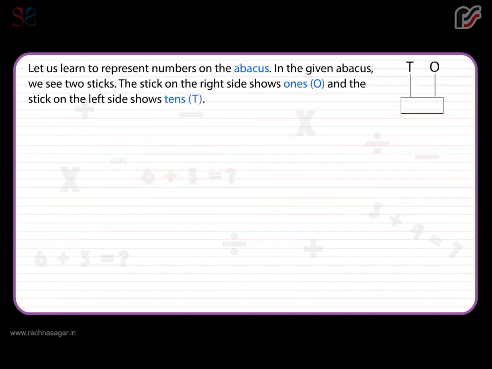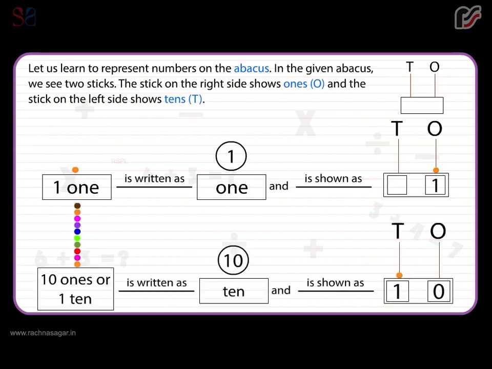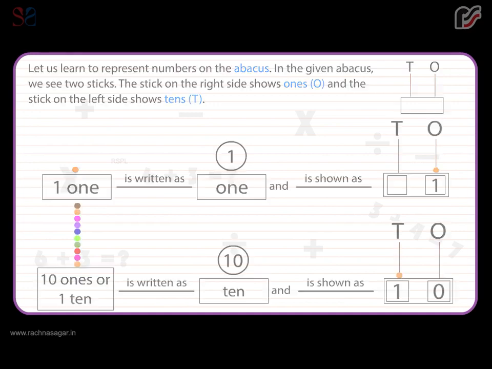Let us learn to represent numbers on the abacus. In the given abacus, we see two sticks. The stick on the right side shows ones and the stick on the left side shows tens. 1 one is written as 1 and is shown as 1. 10 ones or 1 ten is written as 10 and is shown as 10.